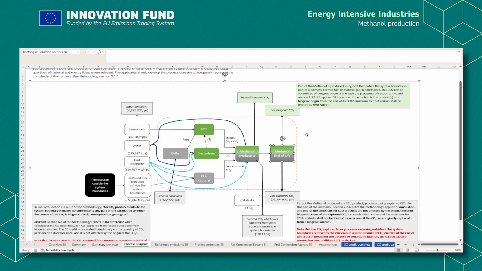In this example process diagram, I haven't fully quantified the various flows, but if you provide a process diagram in your calculation, you are encouraged to include quantities as well as schematic information to help the evaluators assess the process.